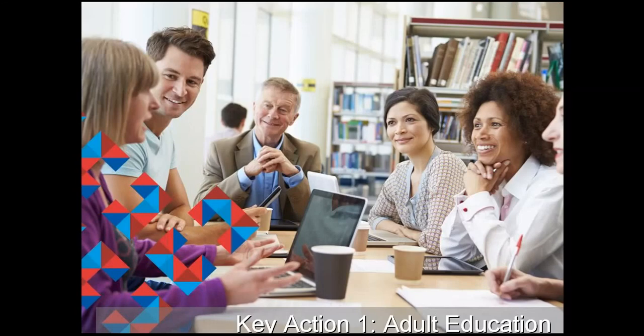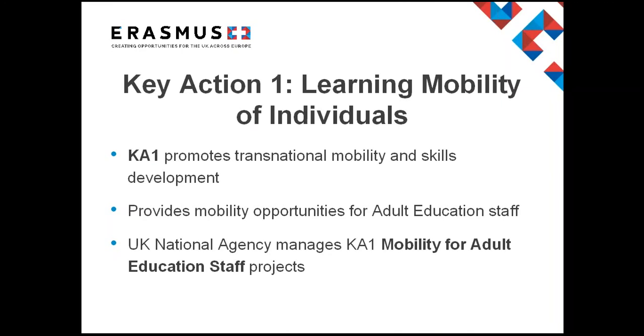Okay, Key Action 1, Adult Education. Funding can be used to support staff engaged in adult education activities, including support staff, managers, and guidance staff, as well as teachers and trainers. The training must respond to clearly identified staff development or training needs and must contribute to your organization's strategic approach on modernizing or internationalizing education provision. The learning outcomes of the training must also be appropriately recognized and shared widely with others in your organization.